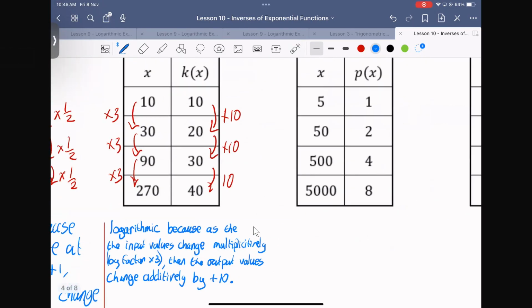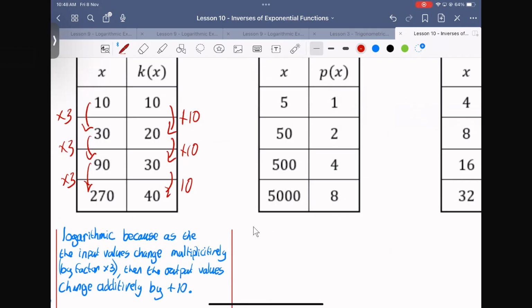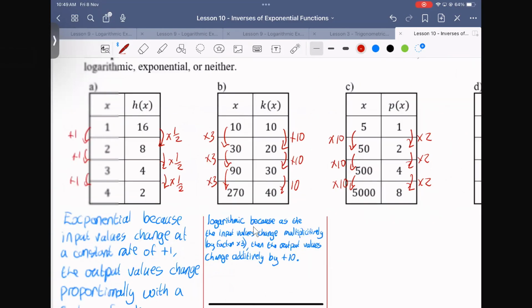Okay, how about the third one? What have we got here? So, what is this? Times 10? Is it logarithmically? Oh, this is times 2, isn't it? Times 2, times 2. So this is neither logarithmic nor exponential.